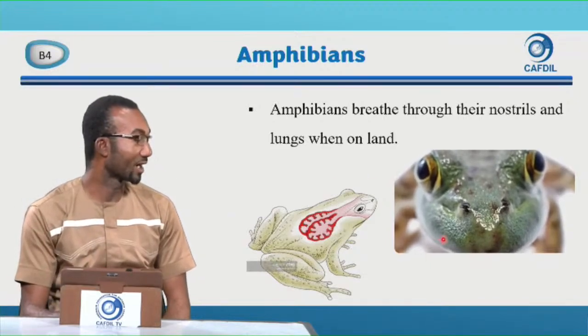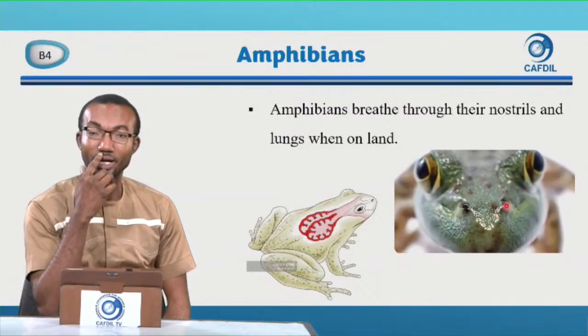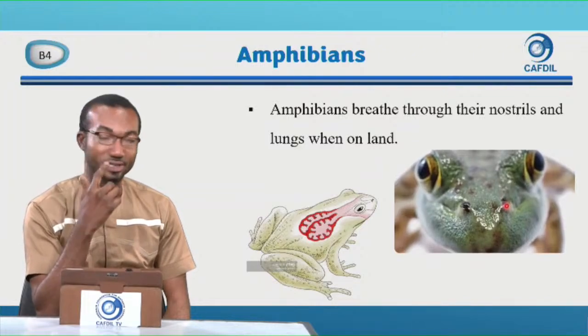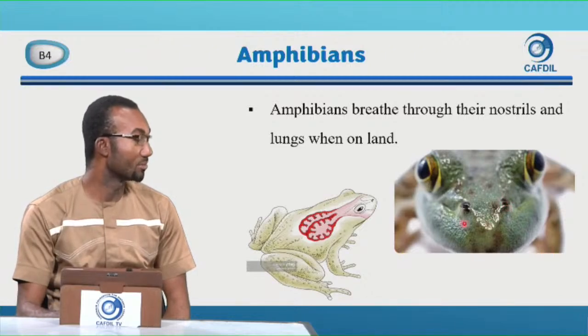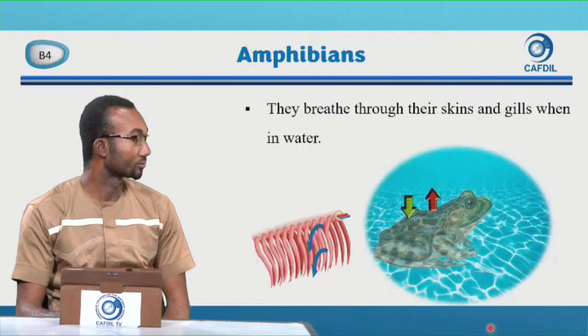So when they are on land, they breathe through their nostrils. Our nostrils, we have the nose, and we have 2 openings that are called nostrils. They don't have the nose. They have the nostrils straight. So they breathe through the nostrils, and the air gets to the lungs and gets to the body. So amphibians breathe through their nostrils and lungs when on land.